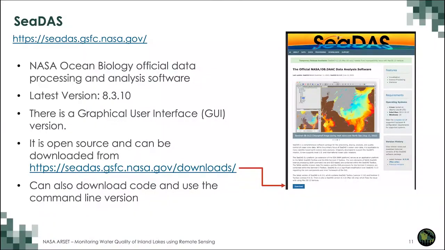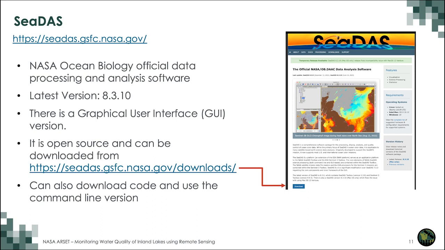Now, there is NASA software, SeaDAS, that allows more flexible calculations. You start with top of atmosphere reflectance and you can choose the atmospheric correction process and come up with level 2 water-leaving reflectances. It's a very widely used software, pretty sophisticated. So SeaDAS is NASA Ocean Biology's official data processing and analysis software. The latest version is 8.3.10. Earlier ARSET webinars have introduced SeaDAS and used it as well, earlier versions of course.